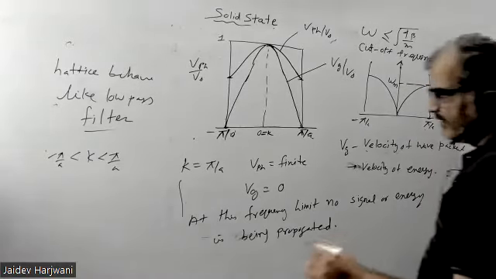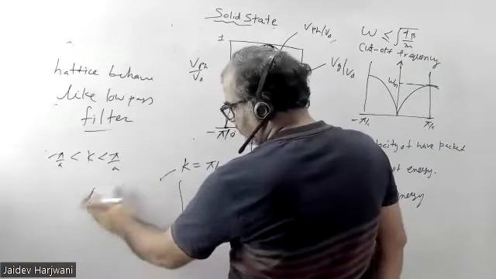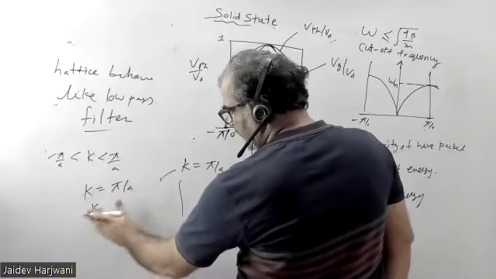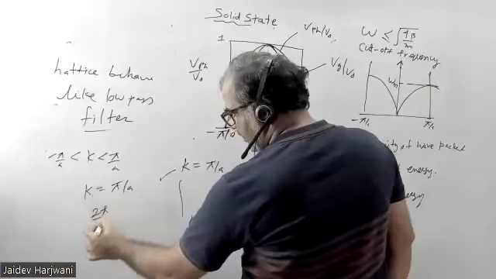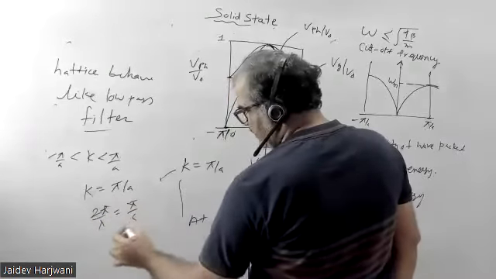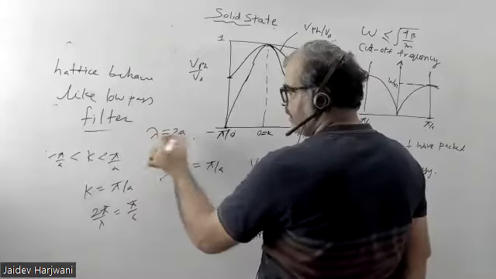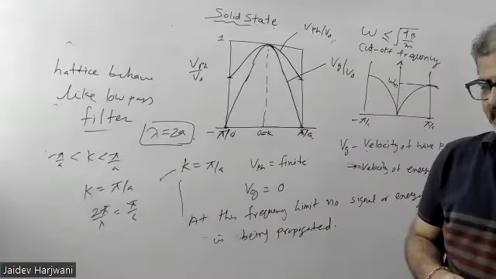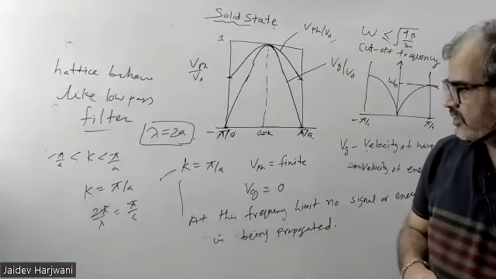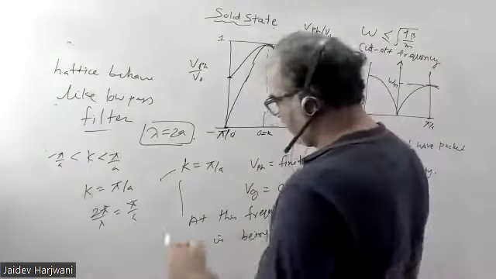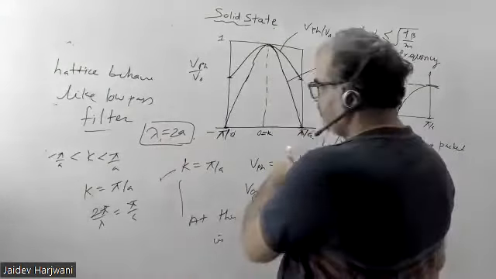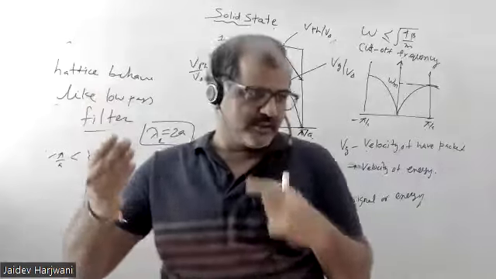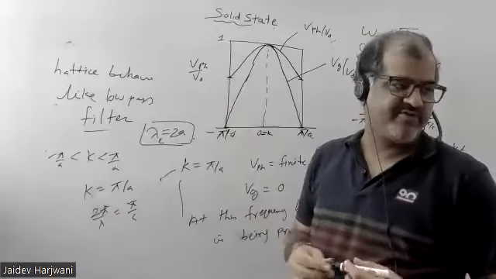If you write k equal to pi by a, and k is 2 pi by lambda, then 2 pi by lambda equals pi by a. Pi cancels, so lambda equals 2a. So this is the cutoff wavelength, the lower limit of wavelength. If wavelength is low, energy is high, so this is the lower limit of wavelength.